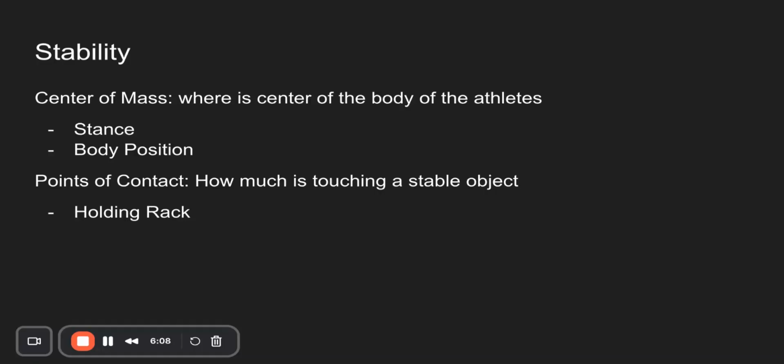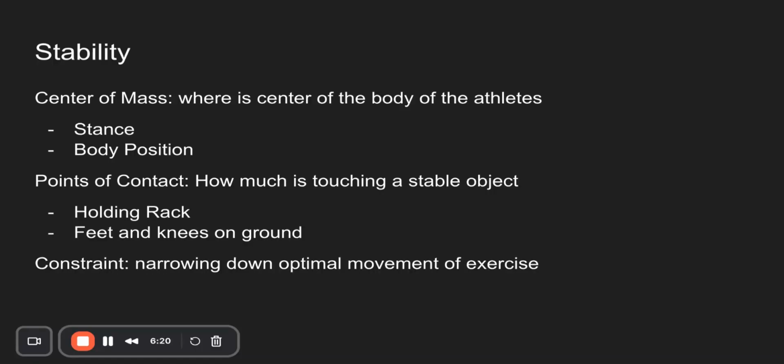So this would be easy: holding a rack, feet and knees on the ground, on a bench for bench press. Where are they touching? How much stable surface is being held for this exercise? We have constraint, narrowing down the optimal movement of an exercise with either a foam roller, mobility stick, things that we can put into the athlete's exercise that force them to narrow down specific movement of that exercise without having undesired movement. We can use a wall as well.